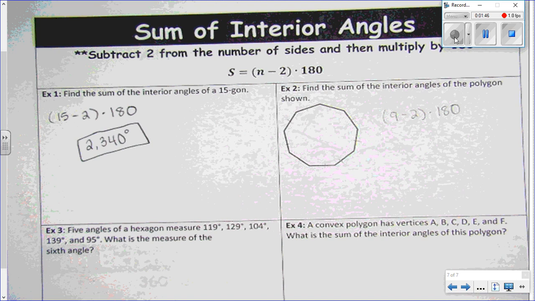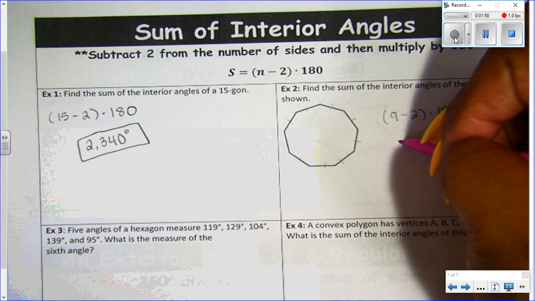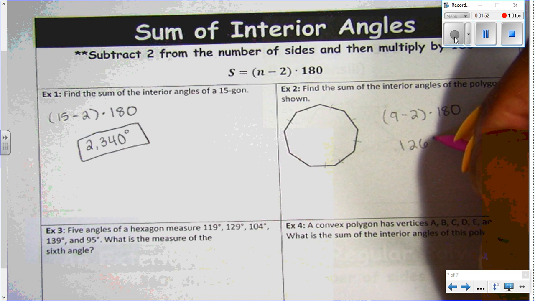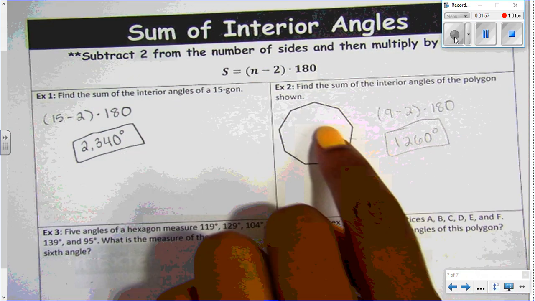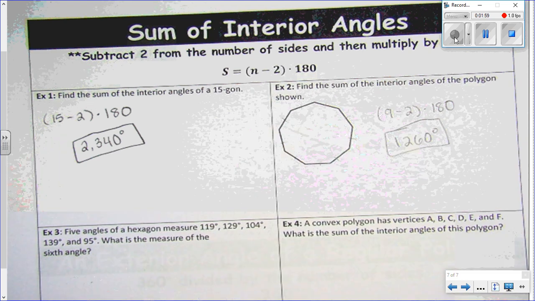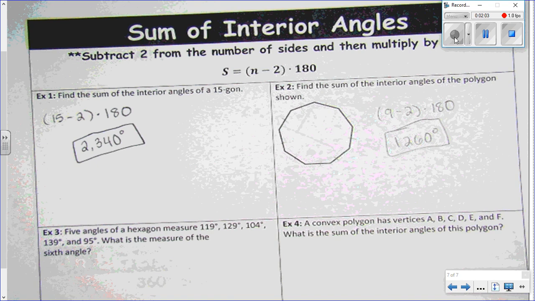So we'll have 9 minus 2 times 180. And so 9 minus 2 is 7, and 7 times 180 is 1,260 degrees. So that means all of these angles inside here will add up to 1,260. So that's another way they can ask this question.